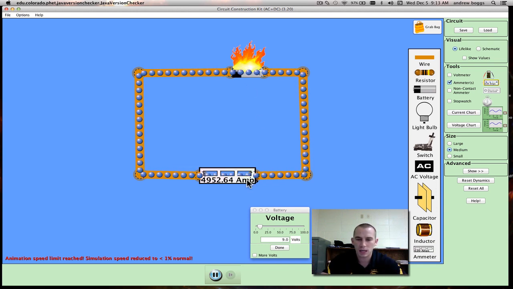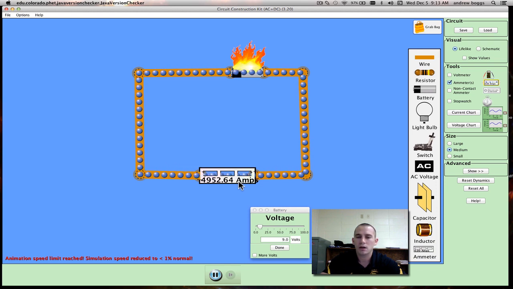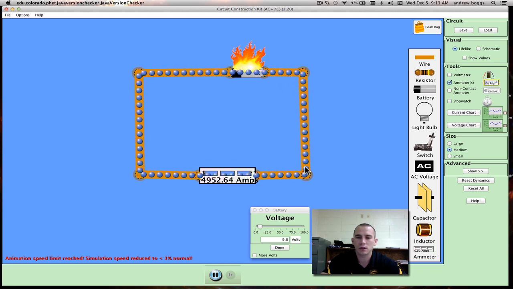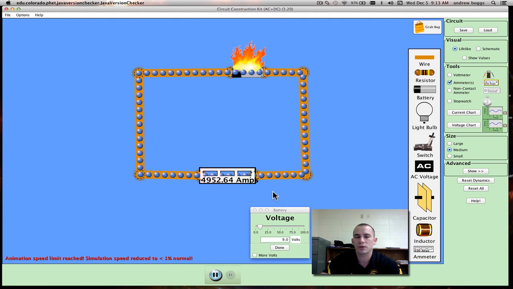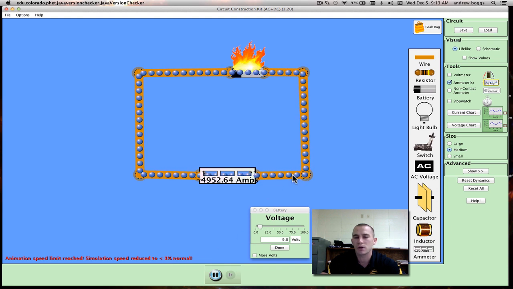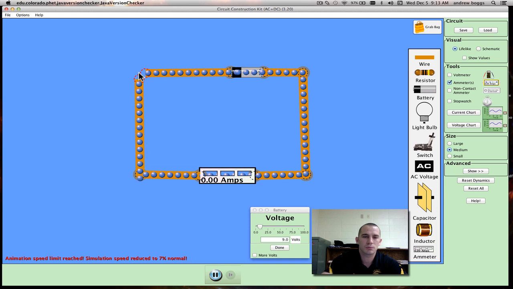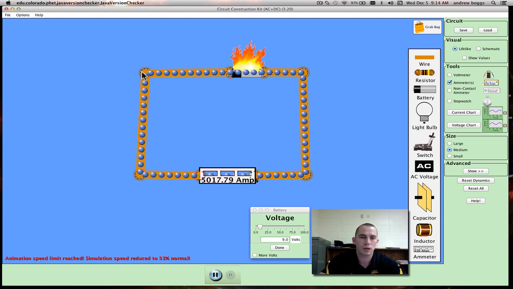Let's look at the amps. What's happening here? Our ammeter is maxed out. There's too much flow going through here, and you can see how fast those electrons are moving through the wires. You can read down here, it says simulation speed reduced to less than 1% of normal, so they've slowed that down to less than 1% of how fast those electrons are actually moving. But let's go ahead and split this right here and add, nope, I don't want to do that.